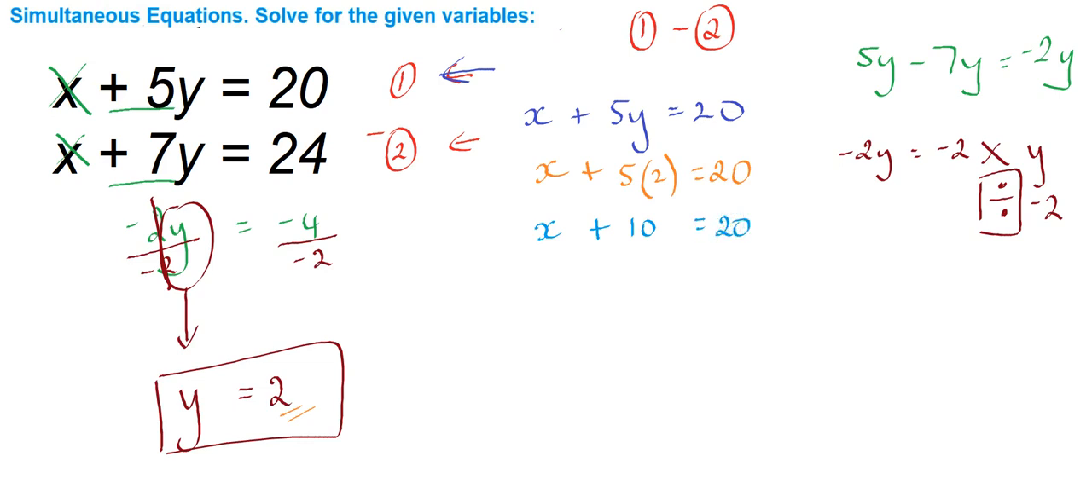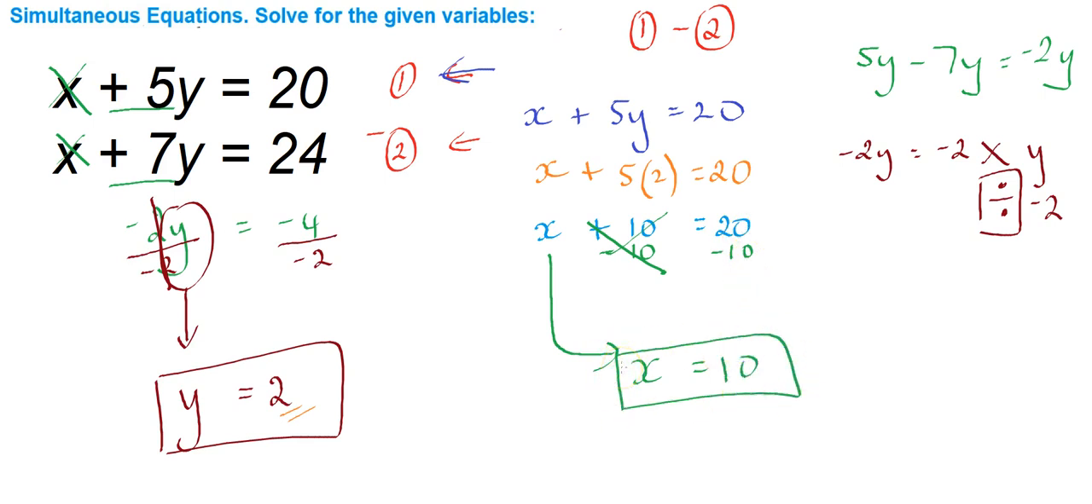Now I have a linear equation that I can solve. I need to end up with x by itself, equaling a value, and I'm almost there, to be honest. So how do I get rid of this positive 10? I do the opposite, which is to subtract 10. I've got to do the same to both sides. That cancels out. I'm left with x all by itself. 20 minus 10 is 10. So this must be the value of x.